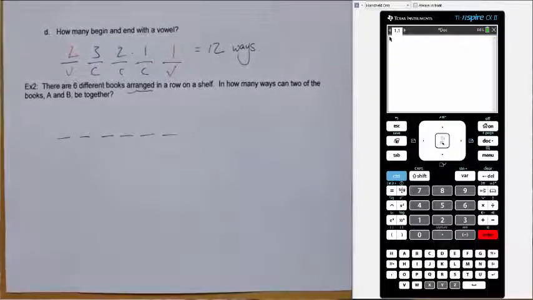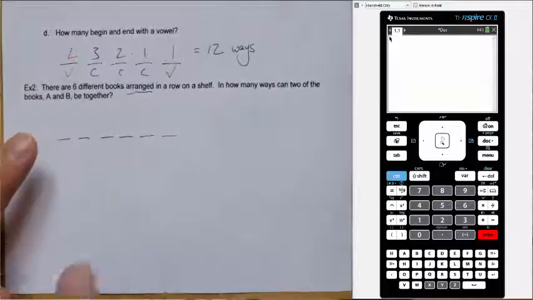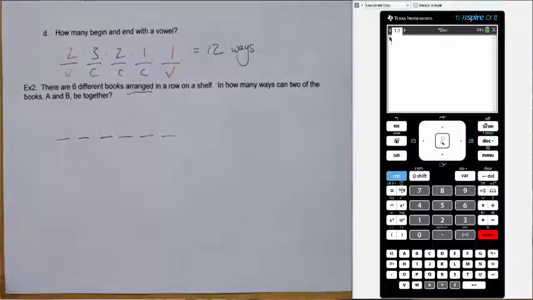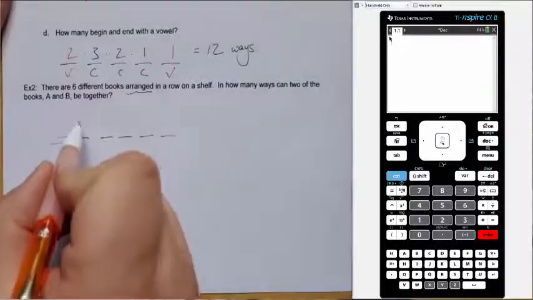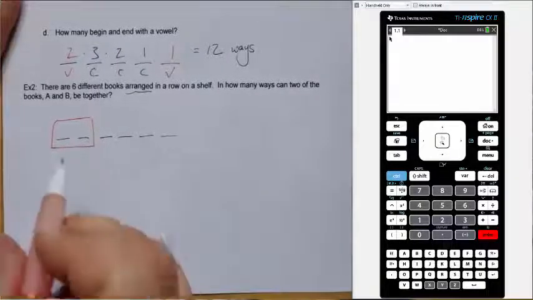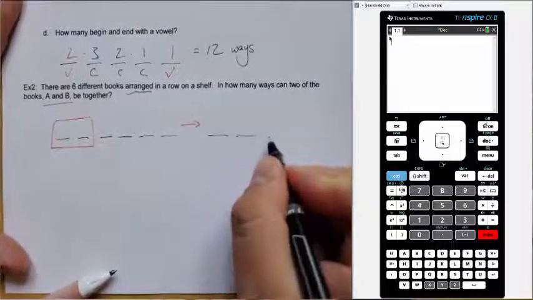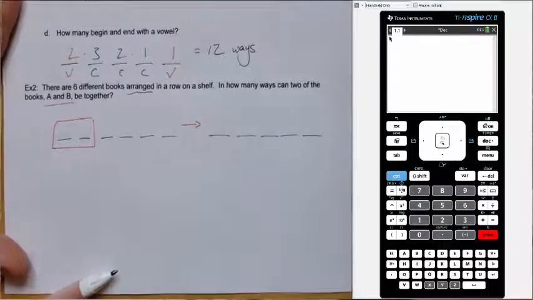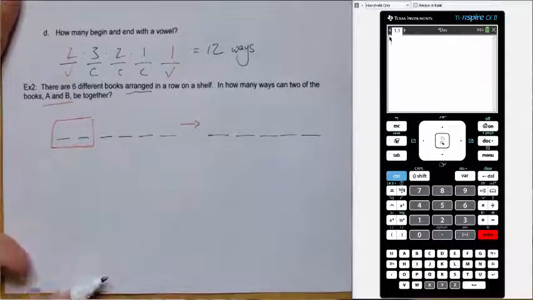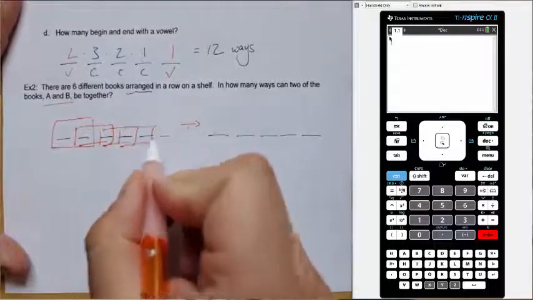But I'm only considering the situations where A and B are next door to each other. So A can't be at the beginning and B at the end, or anywhere in the middle. Because of this condition, A and B are forced to act as one book, because they have to be next to each other. So this is really more like having only 5 spots to work with, because A and B have to occupy one of these spots, either here, or this one, or this one, or this one, or that one.